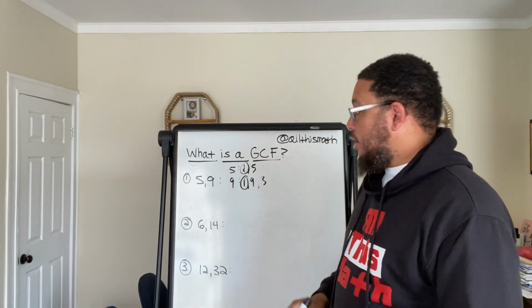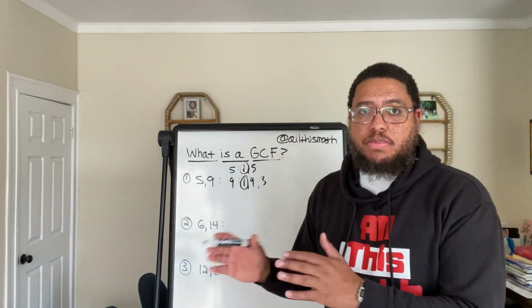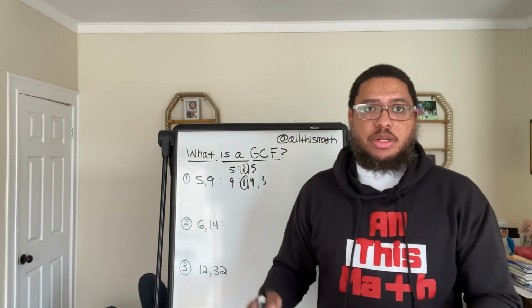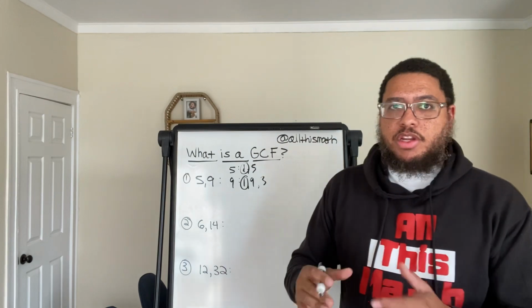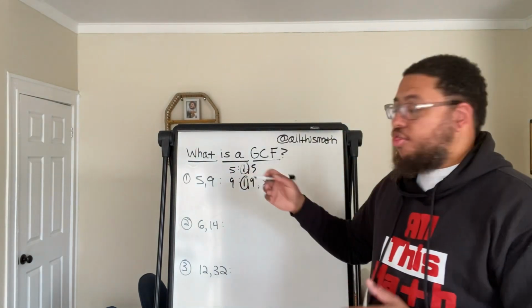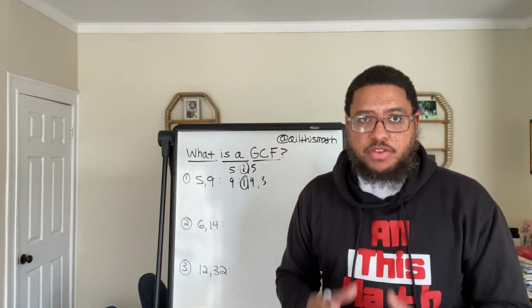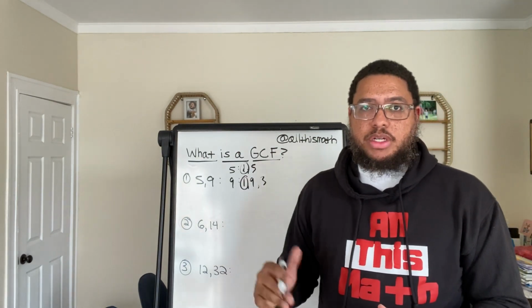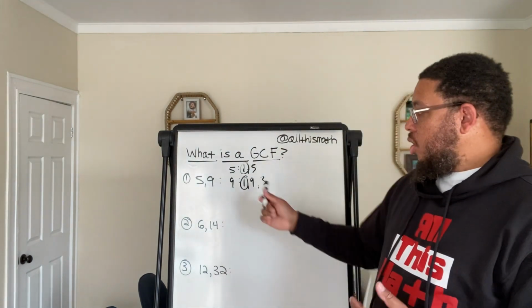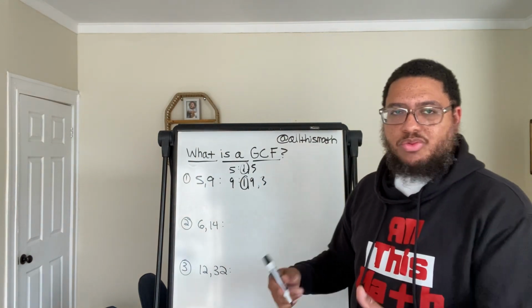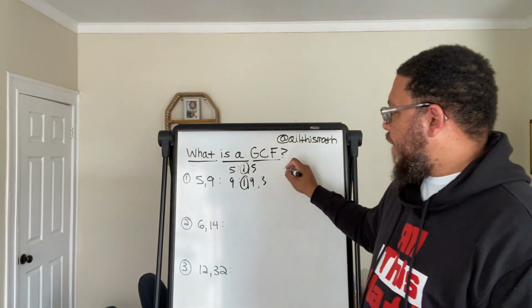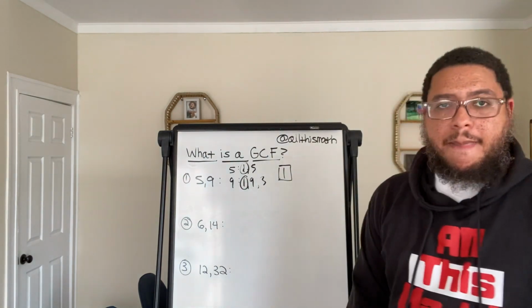Now, sometimes you're going to have lists where you have multiple numbers that show up in both lists. That's why the G for greatest comes into play, right? Because even if you have 3 different numbers that show up in both lists, you have to pick the greatest one, or the biggest number out of those 3 numbers. But in this case, only 1 number shows up in both lists. So you don't really have to worry about the greatest part, right? So in this case, the greatest common factor is 1.